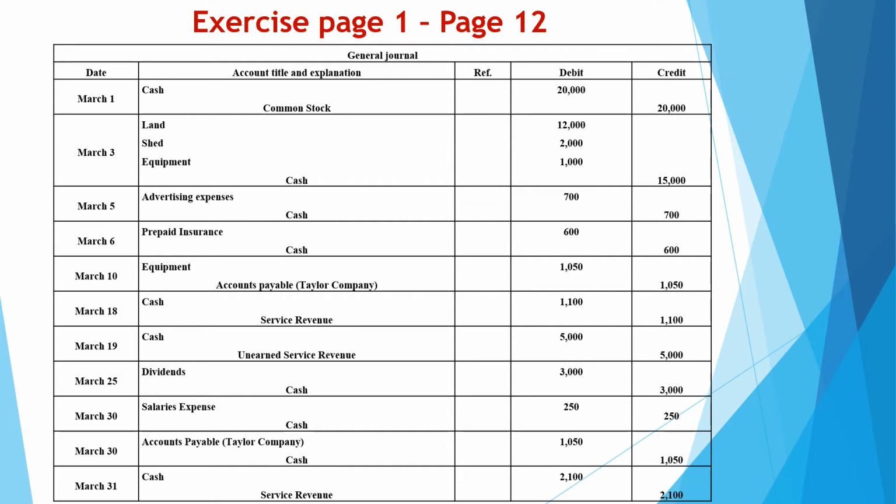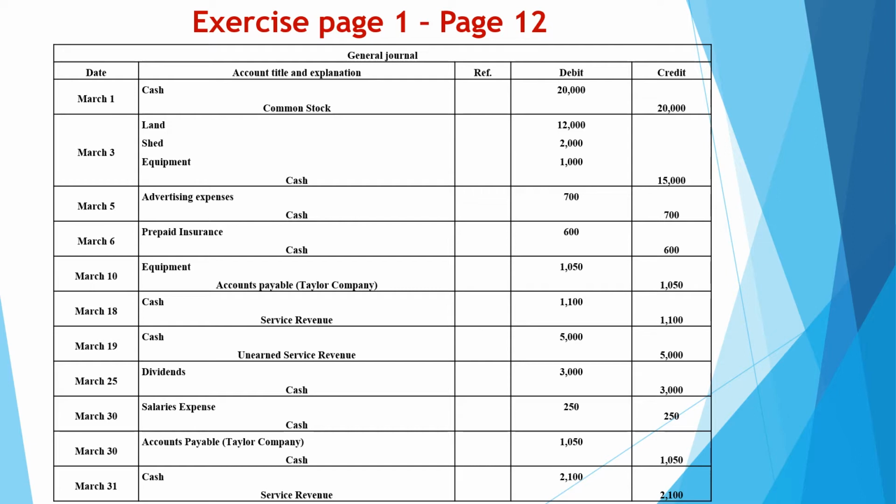For cash, as they informed us, the price of these three fixed assets, 15,000, is paid from cash. So the cash account is decreasing in this case, and the cash account is an asset as well, which has a debit normal balance. So when cash decreased, the cash should be recorded in credit.